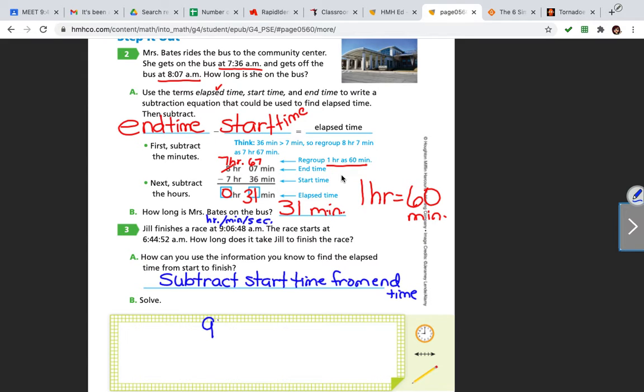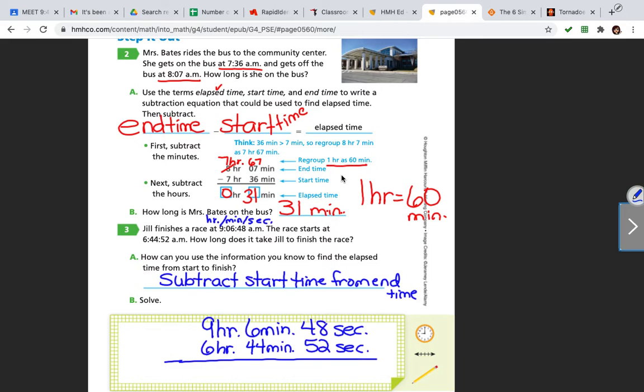So 9 hours, 6 minutes, and 48 seconds. And we're going to subtract the 6 hours, that was the start time, 44 minutes, and 52 seconds. So we're going to have to borrow a minute and borrow an hour. Okay, so let's start. We have 48. Can we take away 52? No. So let's come over here.